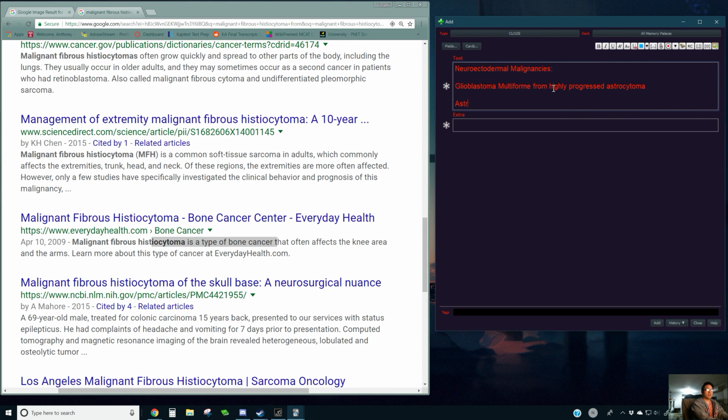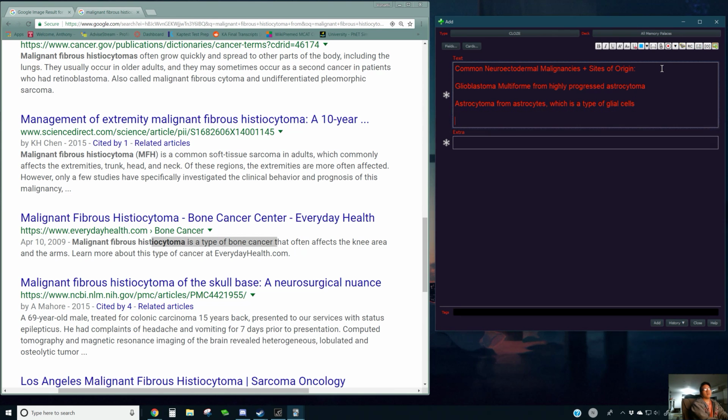Okay, so astrocytoma from sites of origin. Astrocytes, which is a type of glial cells. What's next?